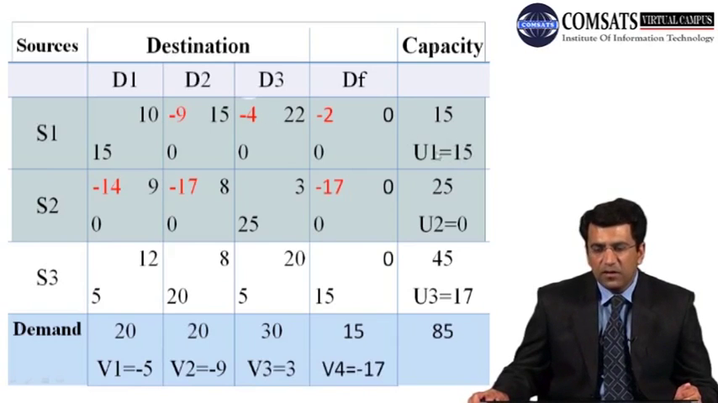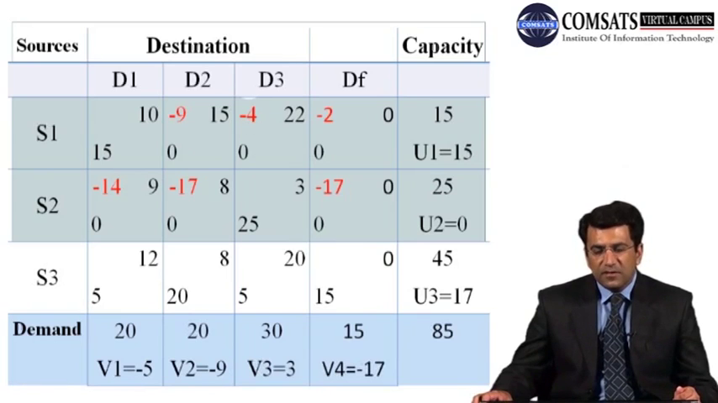So if we use the same formula, and if we consider the shadow cost for this particular cell, that is S1 D2, how will we compute it? U1 plus V2 minus the relevant cost, that is 15. So it will become U1 plus V2, 15 minus 9, it is equal to 6. So 6 minus 15, this will be minus 9. So by using that particular formula, the shadow cost for this particular cell S1 D2 is equal to minus 9. Similarly, the shadow cost for this particular cell S1 D3 is minus 4.